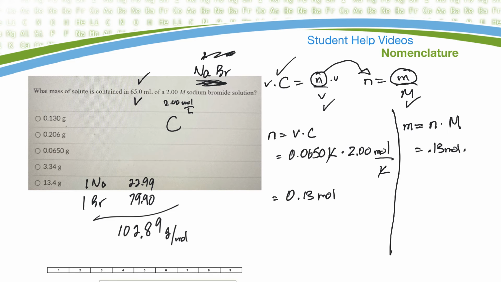So 0.13 times 102.89 grams per mole. The moles cancel. So I get that answer I just had, and I multiply that by 102.89. So that gives me 13.3757. And then I have to round that to 3 sig figs. So 13.4, and I'm looking at grams right there. Okay, well, let's.